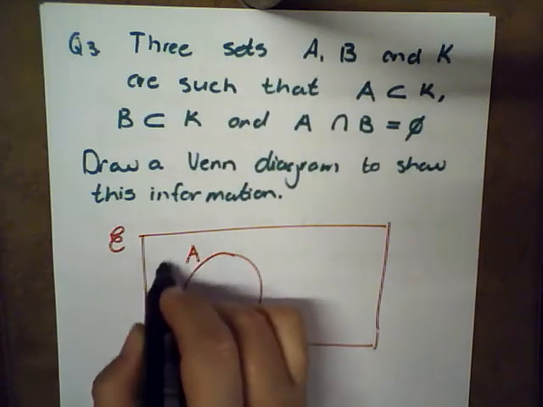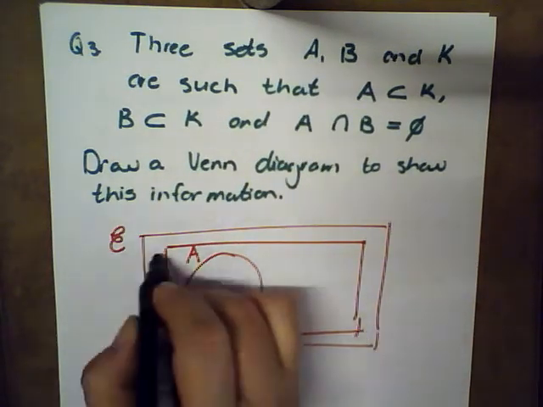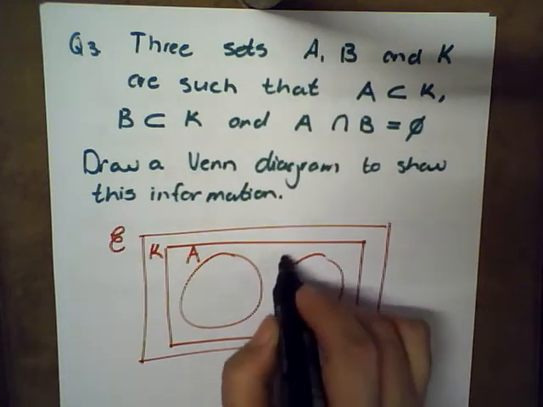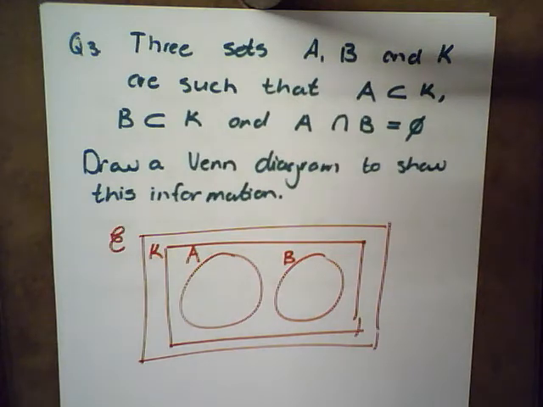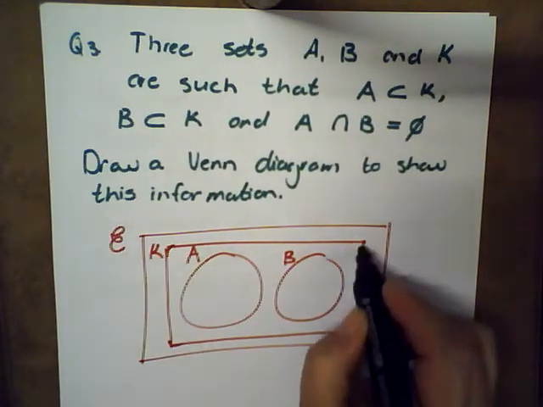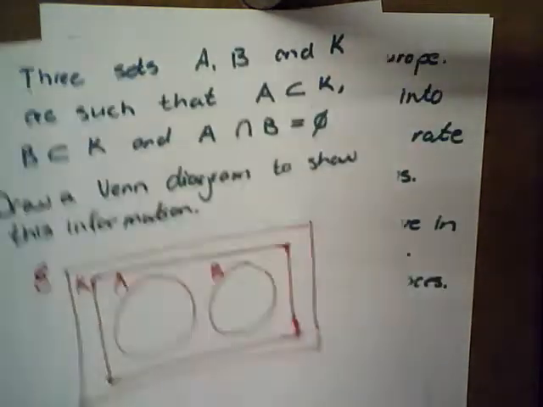So let's do that. A, do that for K. Okay, so A is there, B is there, but it's an empty set within. I can just maybe do those little round, not a square. Okay, good, so that is question 3.